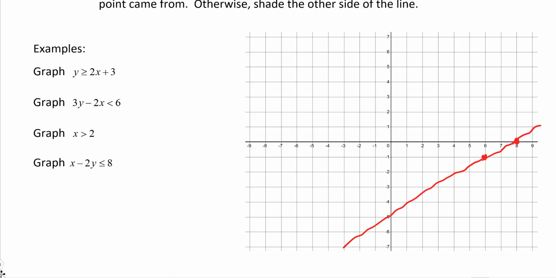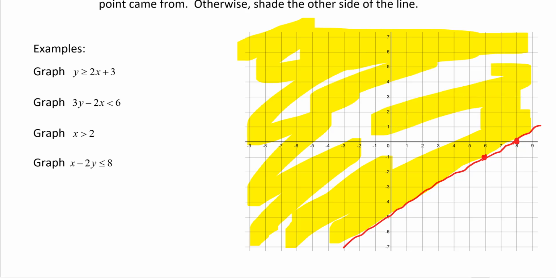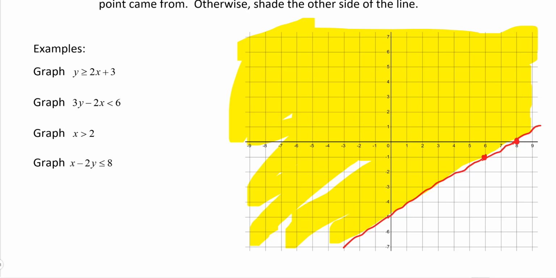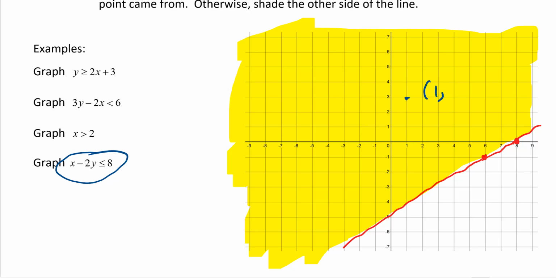We said for this problem that the answer is the solid line and everything else that's above it. That's what our answer is. So what does that mean that that's the answer? Well, that means that every single point in this yellow area makes the inequality true. For example, I'm just going to pick a random point here. Look at the point 1, 3. Does 1, 3 make it true?